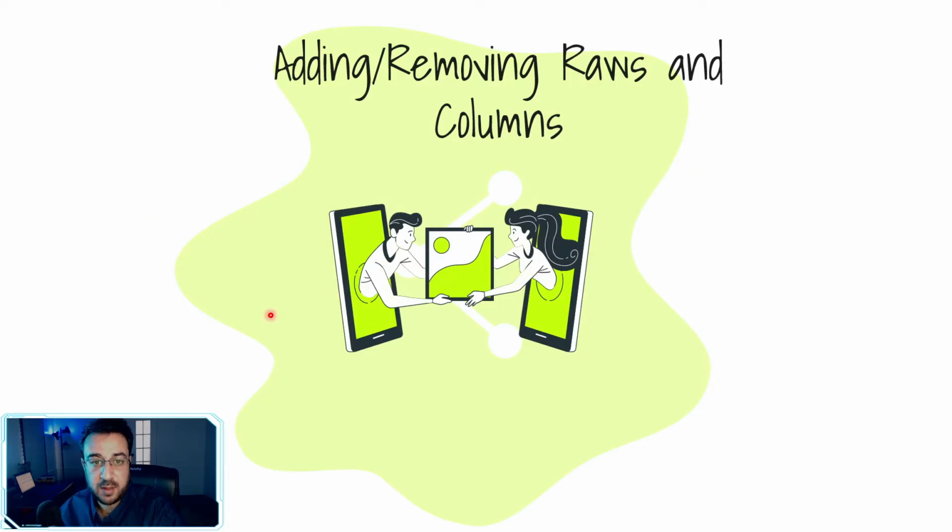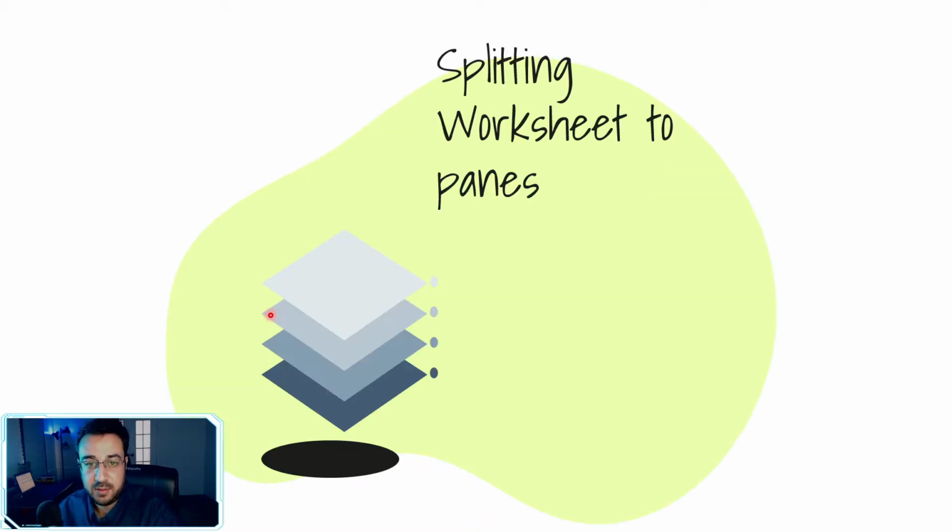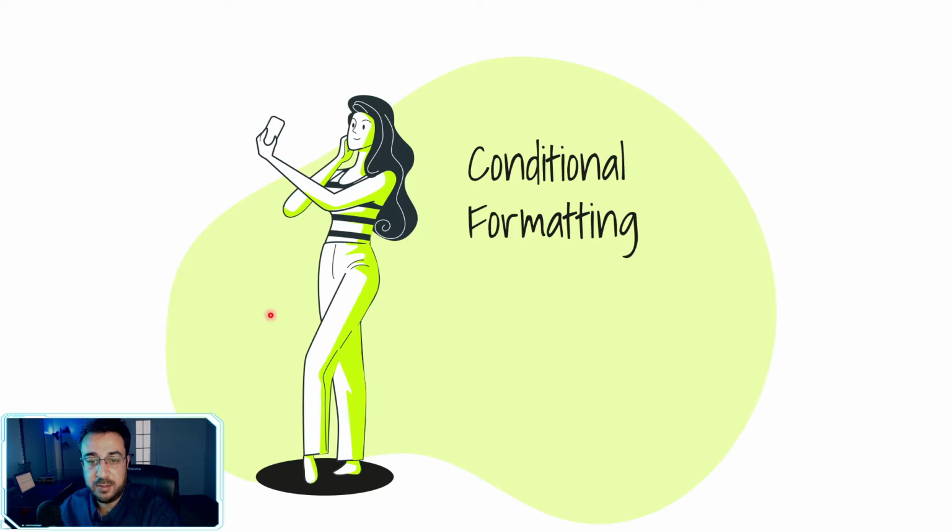And next we will talk about adding or removing rows and columns in Excel in the easiest way possible. And eventually we will talk about splitting a worksheet into panes, how to use different panes in displaying your data as you're building your project using Excel sheets. And finally, we will talk a little bit about conditional formatting.